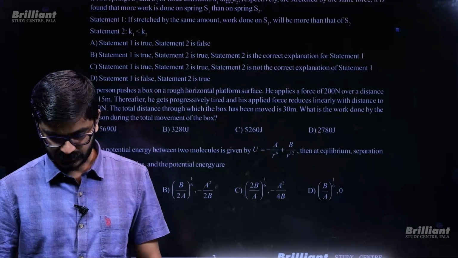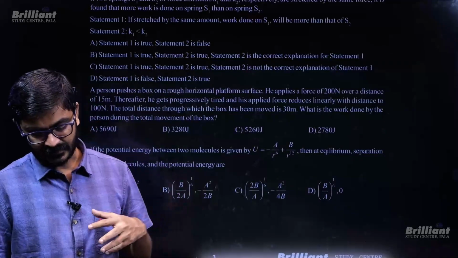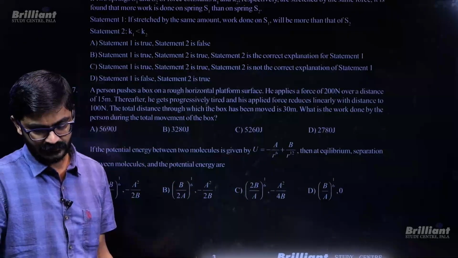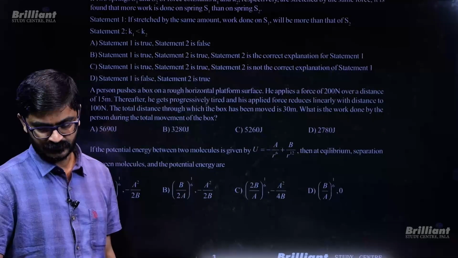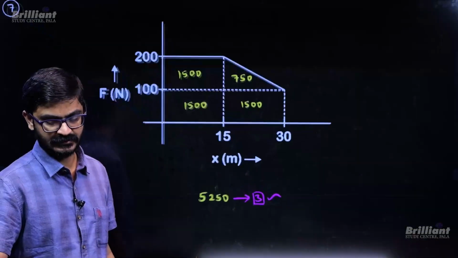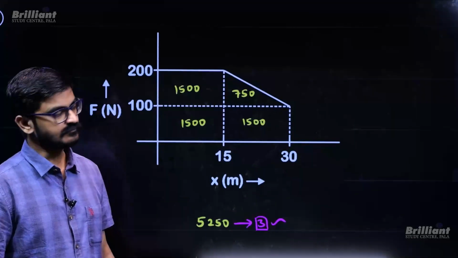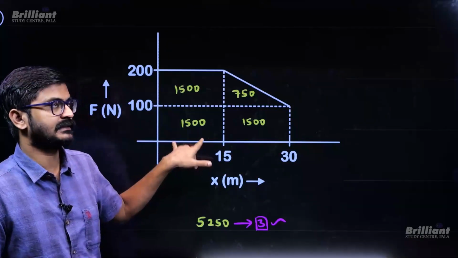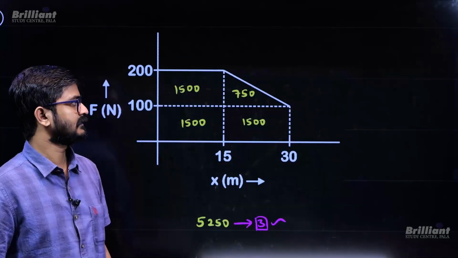A person pushes a box on a rough horizontal platform. He applies a force 200 Newton over a distance of 15 meters. Thereafter he gets progressively tired and his applied force reduces linearly with the distance to 100 Newton. The total distance through which the block has been moved is 30 meters. What is the work done by the person during this total movement of the box? Now there are these kind of things you must have seen in kinematics also. When motion is varying, then it's always better to draw the graph. So when you plot F versus x graph, they said force is constant till 15 meters. After that it is linearly decreasing with the distance till the distance is 30, right?